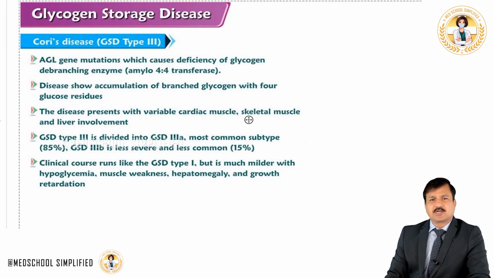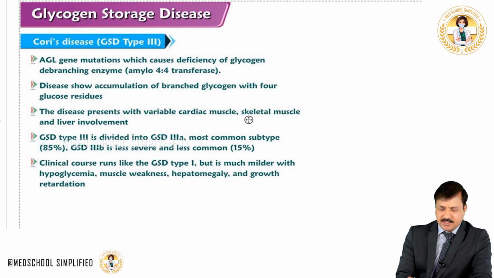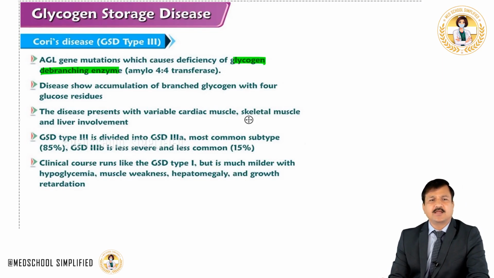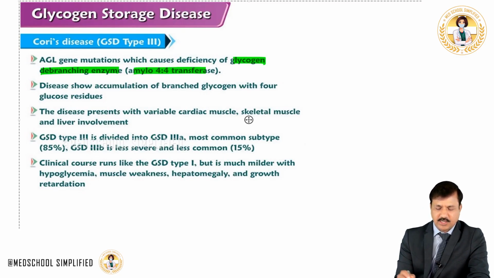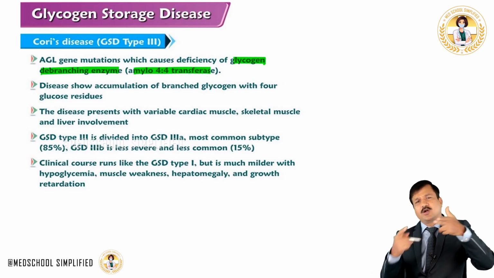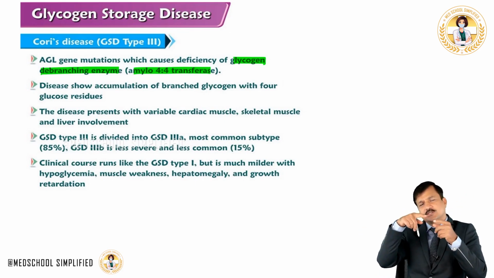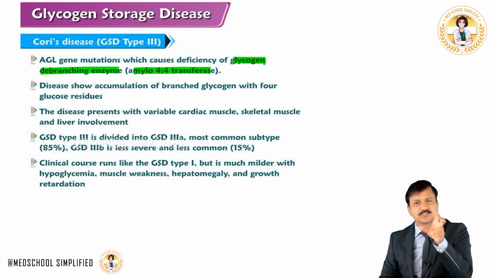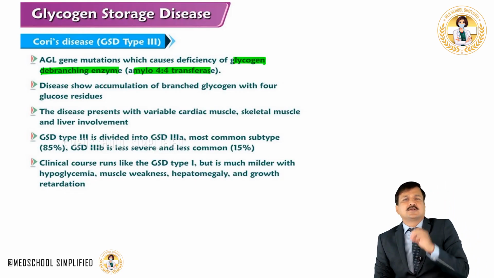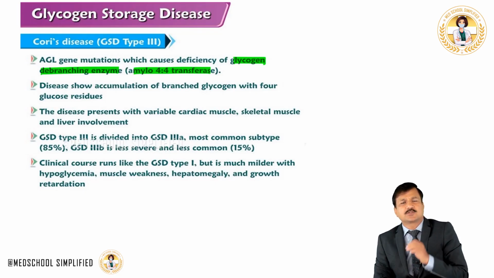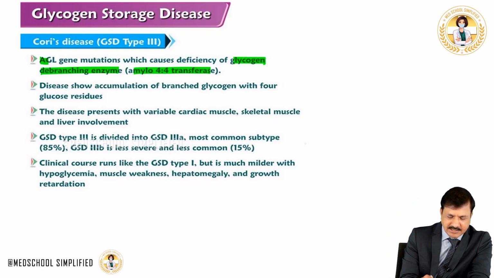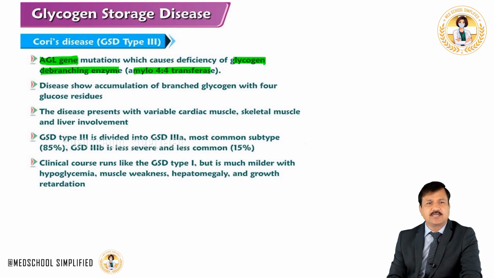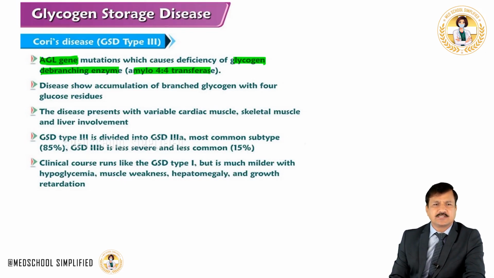Cori's disease is because of a deficiency of the glycogen debranching enzyme, and the other name for the debranching enzyme is 4,4-transferase, that is amylo 4,4-transferase. What does it do? It is going to break the alpha 1,4 bond, take the 3 glucose residues and bring them to some other branch and help in the degradation of glycogen. This glycogen debranching enzyme is coded by the AGL gene, and if there is a mutation in the AGL gene, it will give rise to Cori's disease.